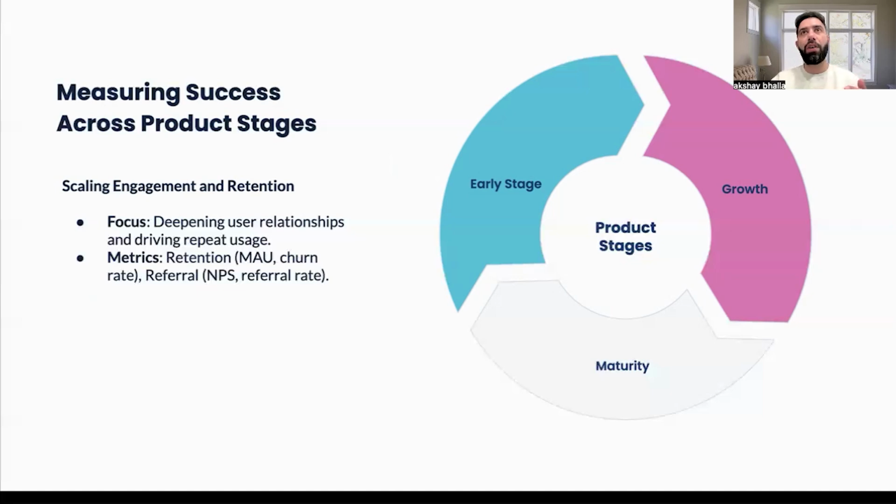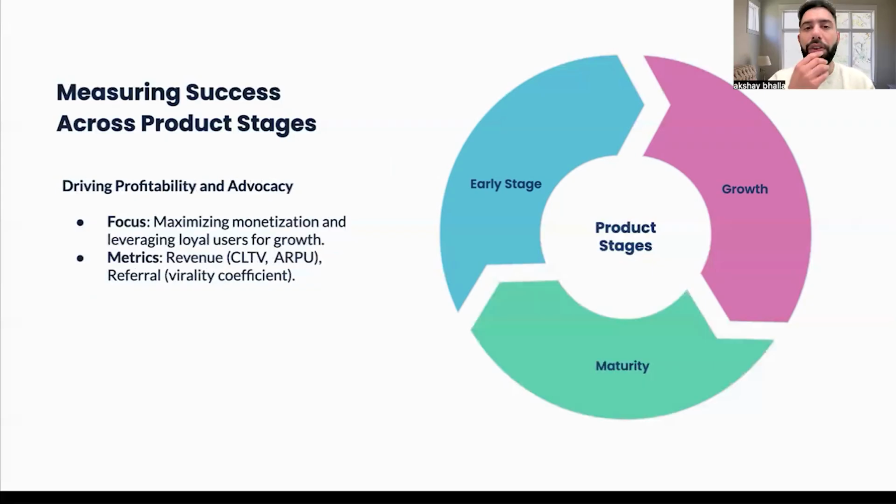Once you have figured out the funnel and where the drop-offs are happening for the users, you can actually fix that with product features and solutions and help them retain over time, eventually taking them from the growth to the maturity stage.